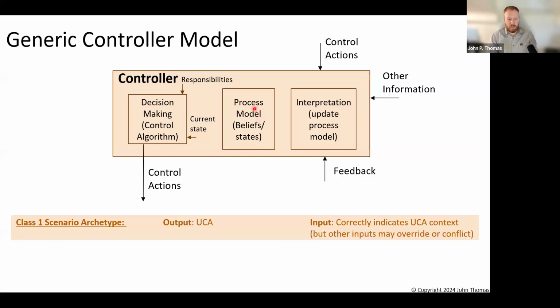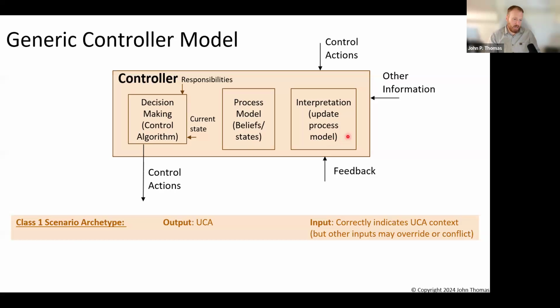We also have the process model. What are our beliefs about the states? And there's a little bit more to process models. You can expand this. What is the belief about the current state? What is our belief about the future state or the capability of this thing? What is our belief about the dynamics of the process? Meaning, if I hit this button, what's going to happen? That's another process model. It's a dynamic process model, but it is a process model. And we can identify those beliefs that can cause the controller to issue the UCA.